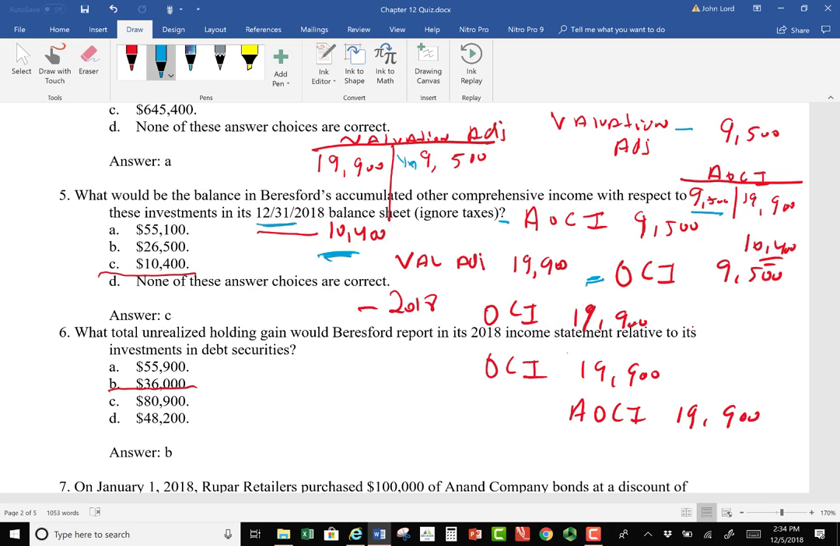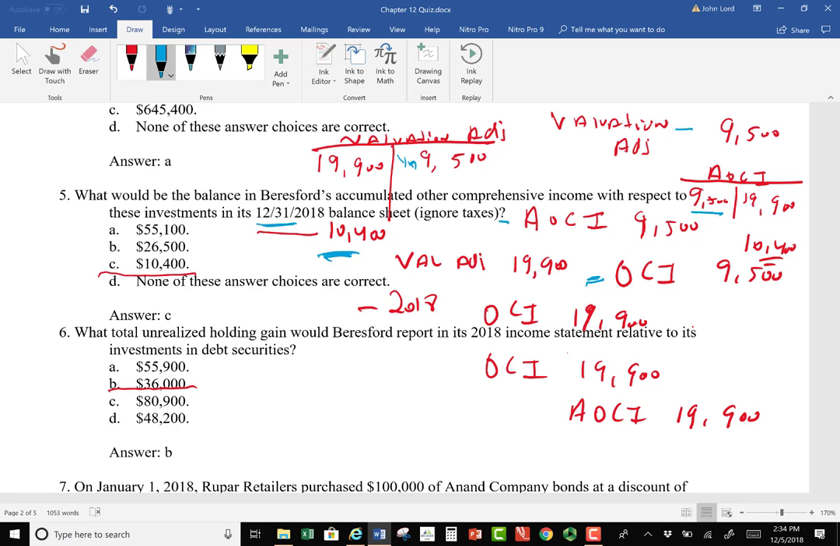And when I credit the accumulated OCI 19.9, now what? The original debit of 9.5 from year one, the credit of 19.9 from year two, I end up with $10,400 in there, don't I? Do I end up with $10,400 in there?